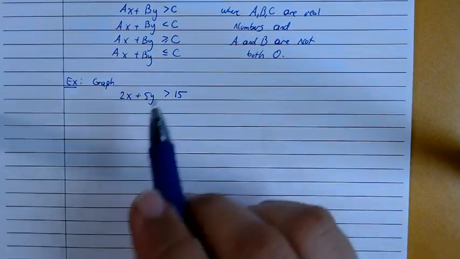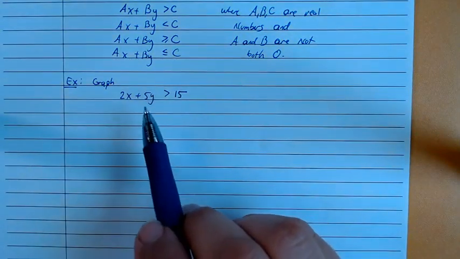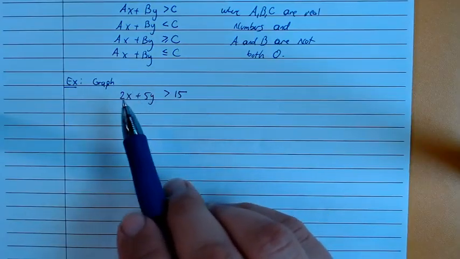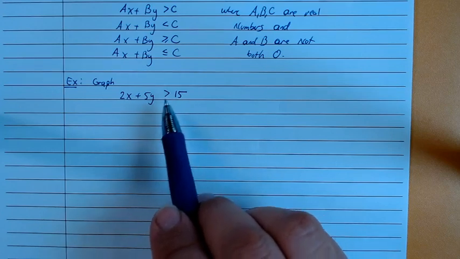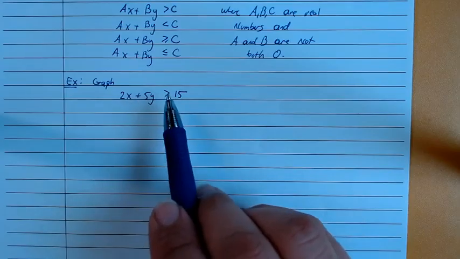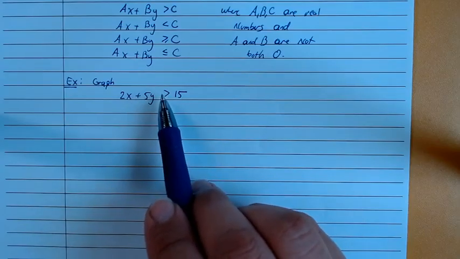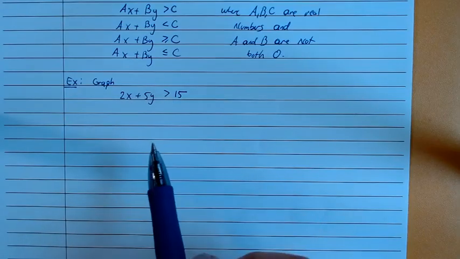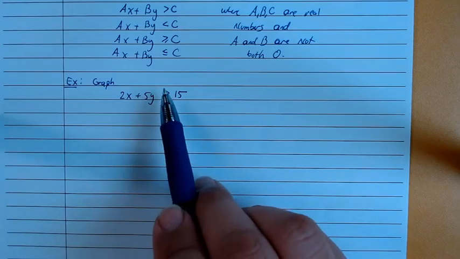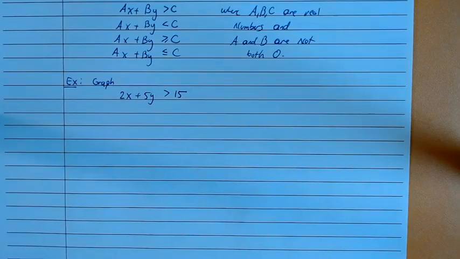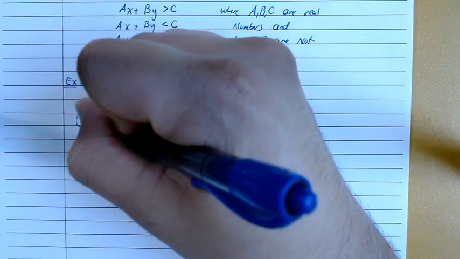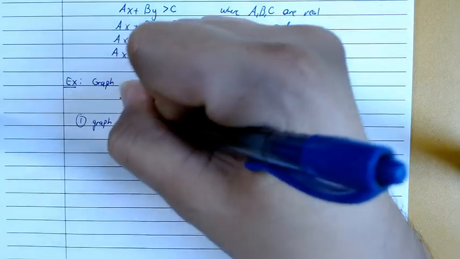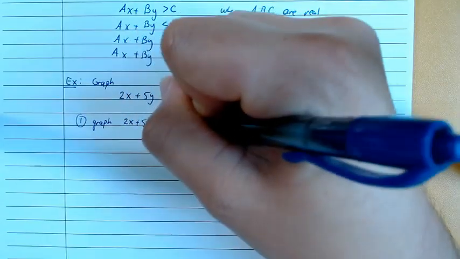To graph an inequality, the first thing you want to do is graph the analogous equation. Analogous, like the word analogy, the one that's similar to it, except that instead of a greater than or a less than, it's got an equal sign. So basically, pretend that this is an equal sign and graph that first. So step number 1, we're going to graph 2x plus 5y is equal to 15.